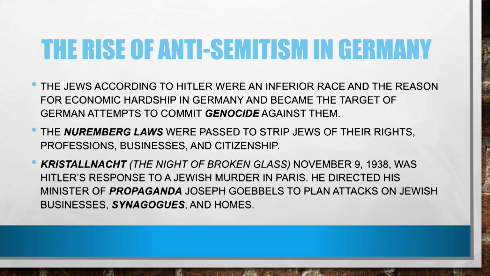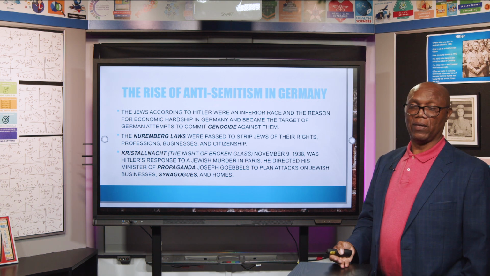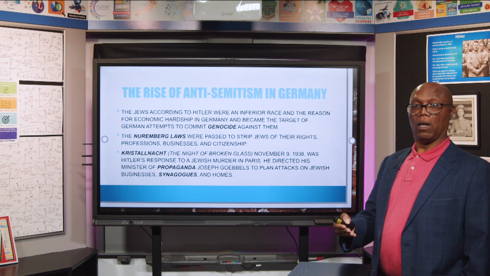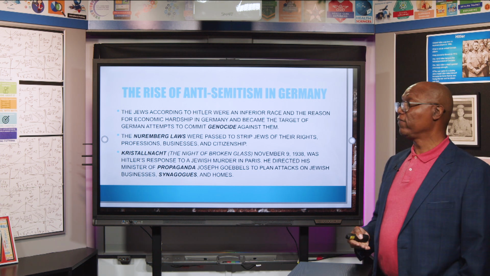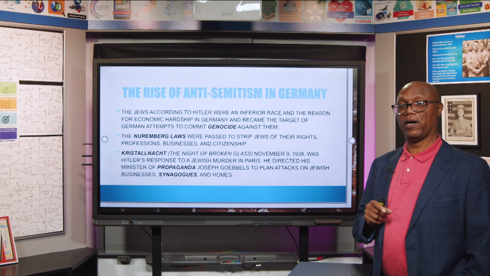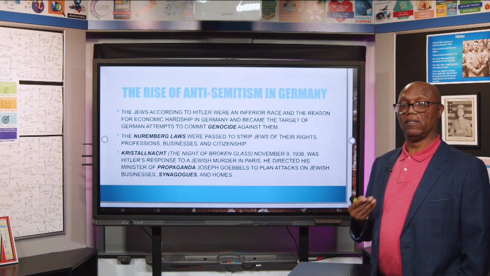The rise of anti-Semitism in Germany. Anti-Semitism is a word you may have heard before. Anti means against, and Semites in this particular case are Jews, so it's against the Jews. When we look at the rise of anti-Semitism in Germany, we're going to find a whole country that's going to look at the Jews and blame them for a lot of the economic problems they're having. And the one thing Hitler's going to do is use that as a rallying cry to get people to get behind his agenda.